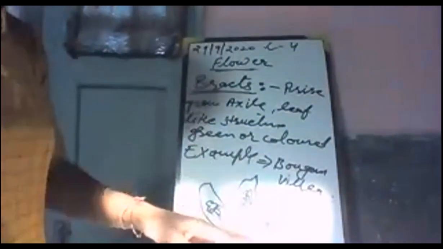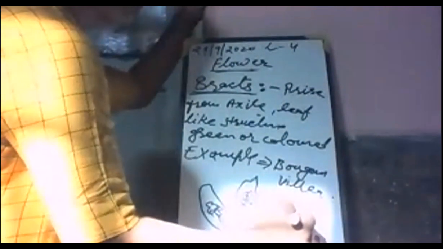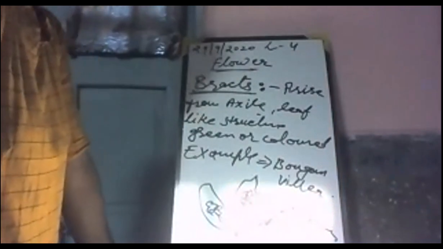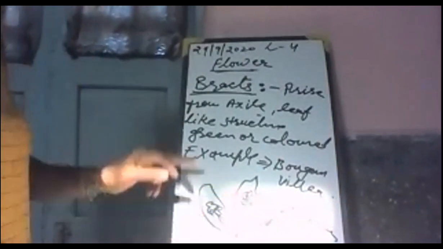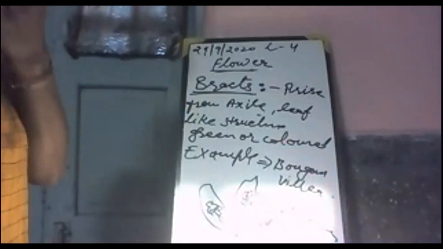These are the bracts, and they are colorful. Inside this bract there is a small flower. It is small and cylindrical, with anthers on the inner side of the bract. This is all about the bract.